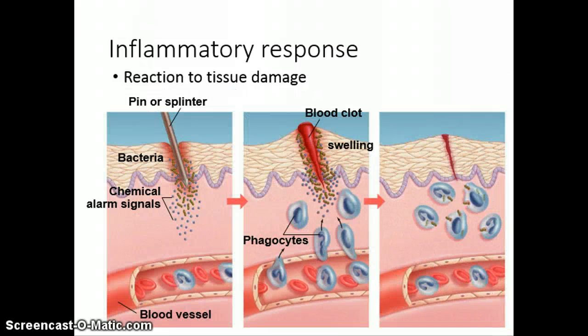So you can see in this picture more clearly how we have something like a splinter entering the epithelial tissue. On that splinter are bacteria. And what's going to happen is a chemical signal is going to cause the blood vessel, this capillary here, to start dilating in order to allow the different portions of the blood, particularly the white blood cells, the phagocytes, to be released into the tissue area.